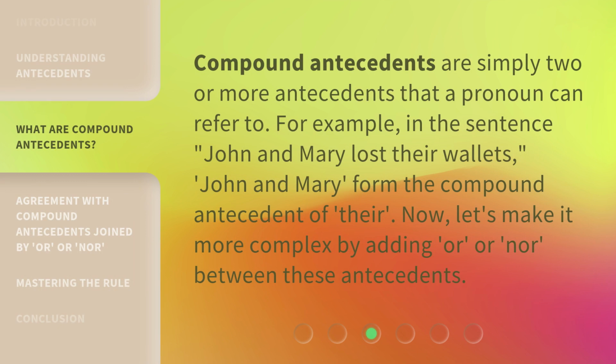Compound antecedents are simply two or more antecedents that a pronoun can refer to. For example, in the sentence, John and Mary lost their wallets, John and Mary form the compound antecedent of their. Now, let's make it more complex by adding or, nor, between these antecedents.